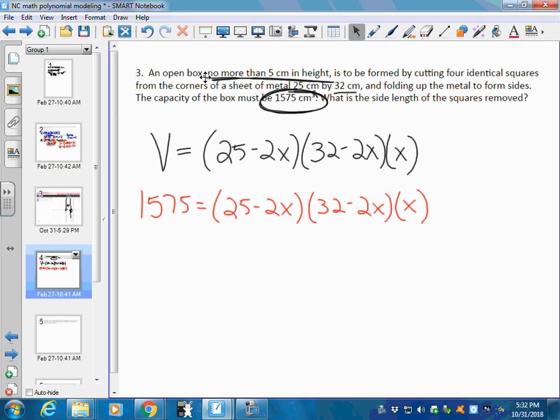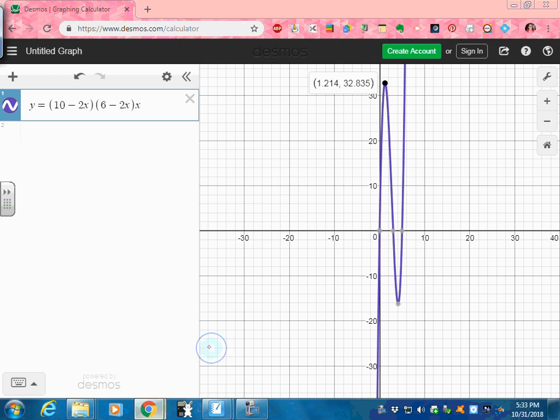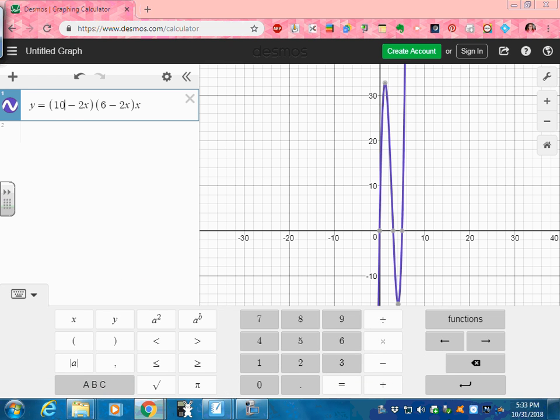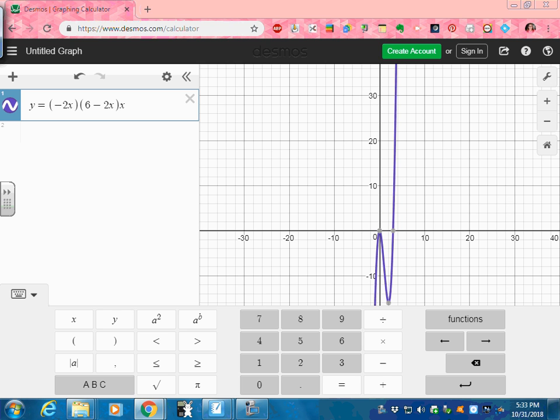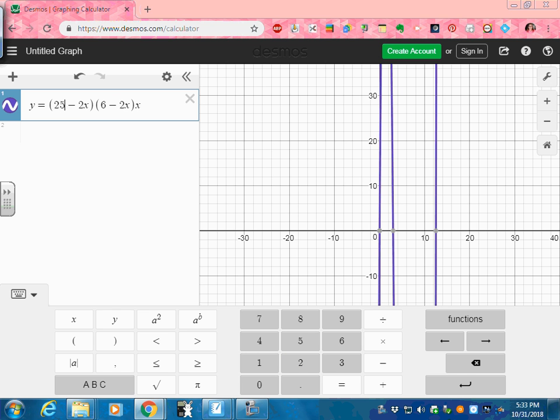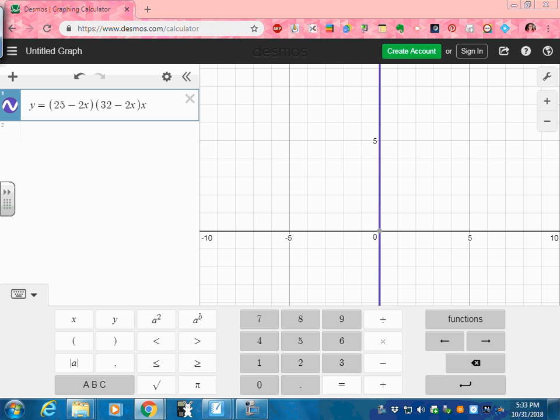So now I'm going to go to Desmos. I got my function. I got what it's supposed to be equal to. So let's go back into Desmos. Let's fix this. Okay, that's going to be 25. All right, and then 32. Okay, so I'm going to go home. And now I'm going to put in my second one. I need it to equal 1575.